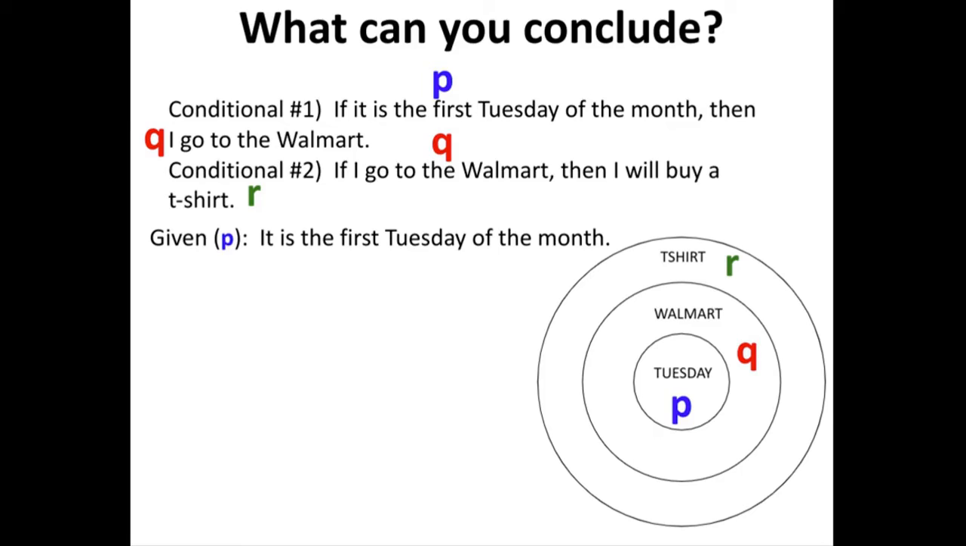And so before I go any further, we can cut out the middleman, right? We know that my statement P, it's the first Tuesday of the month, is logically identical to the hypothesis of the original conditional. So what that allows me to do is I can cut out these two statements right here, okay?